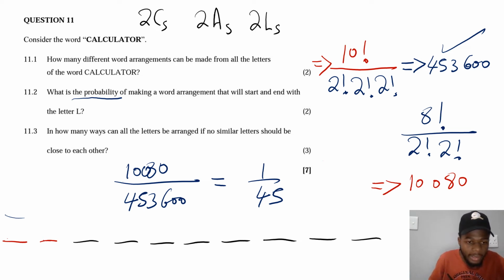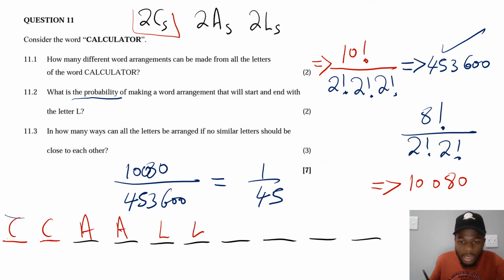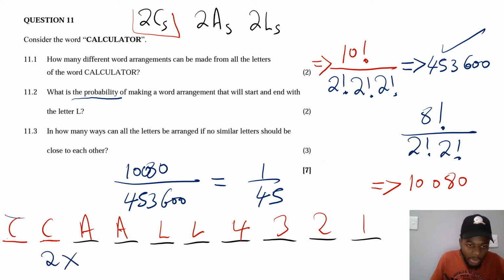So don't forget the letters that are similar. We have this one, C and C. So if we have C here, C, and then we place C. Also A, and then we can write A here. We can write L and then L, and then we'll be remaining with 4 letters. So I can write 4, 3, 2, and then 1. Okay, so this is how we're going to solve this one. We're going to have 2 multiplied by 2 multiplied by 2 multiplied by.